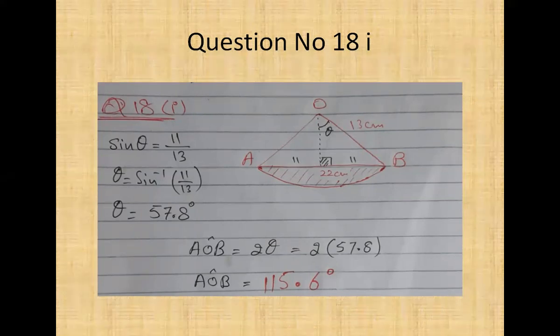In your calculator, you will write shift sine, bracket start, 11 divide 13, bracket close, equals to, and your calculator will tell you 57.8 degrees. So I know this portion of the angle, that's 57.8. So double it, you will get the whole angle, and that will be 115.6 degrees. So that was the question A or B. Hopefully you understand question number 18, first part.